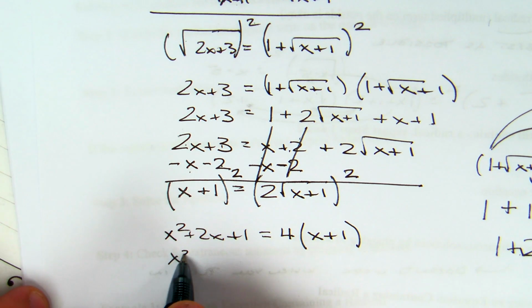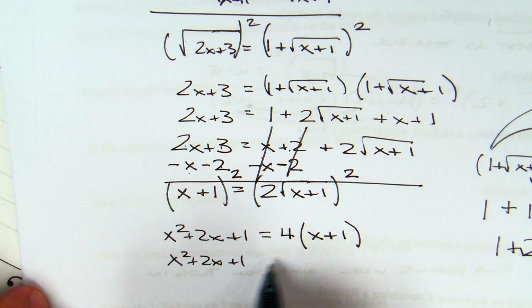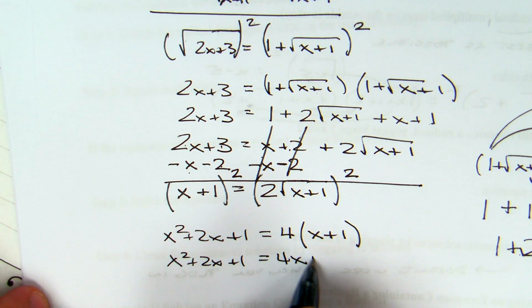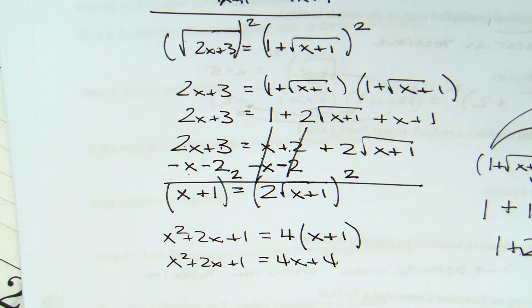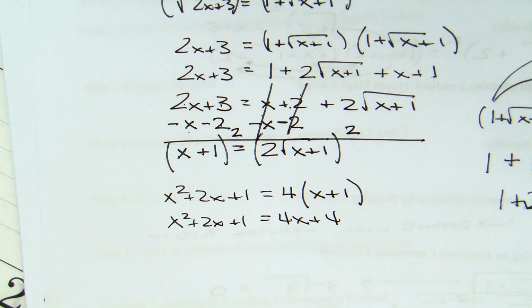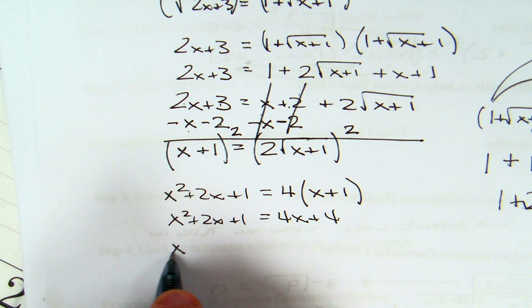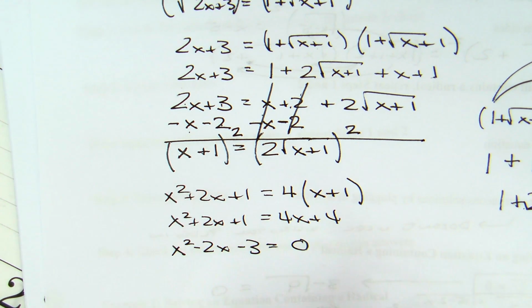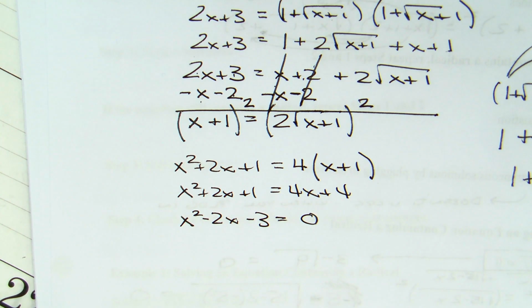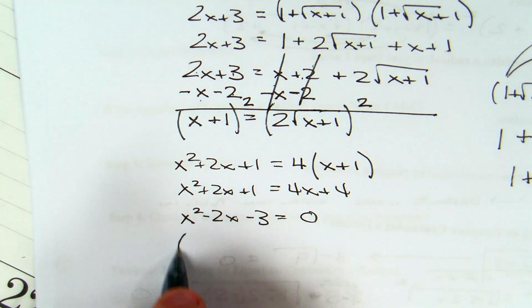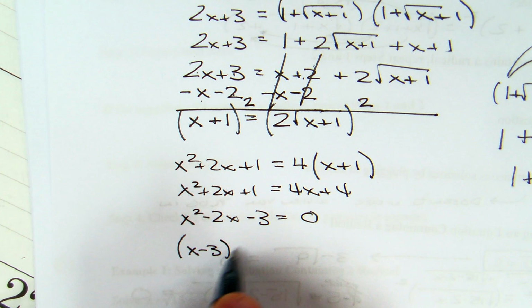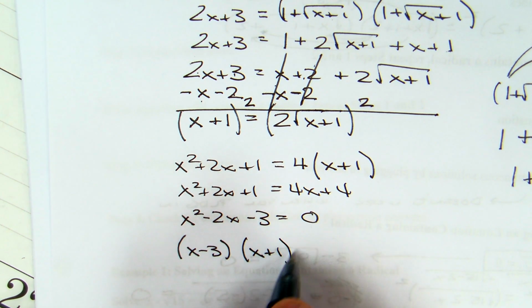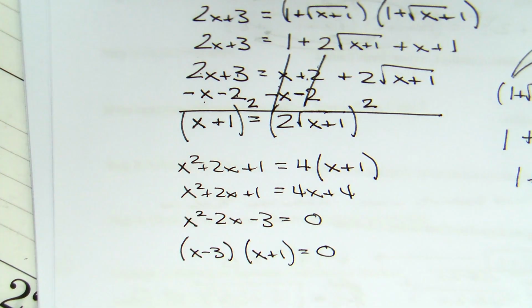Your next step should be to do the distributive law. X squared plus 2x plus 1 equals 4x plus 4. I'm then going to once again combine like terms. X squared minus 2x minus 3 is equal to 0. I'm going to factor. X minus 3, x plus 1 is equal to 0. I'm then going to find the roots.